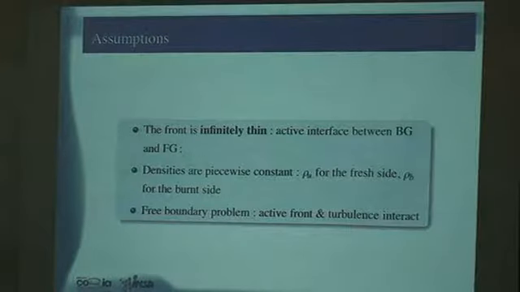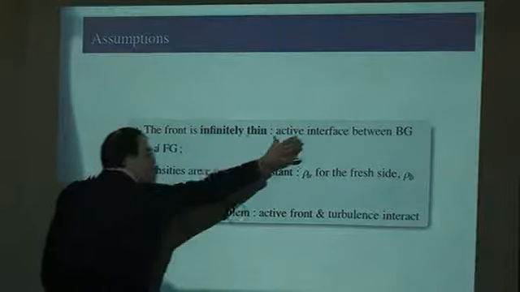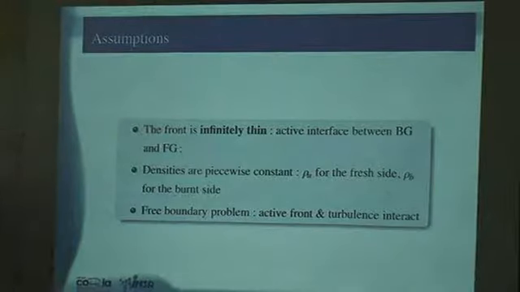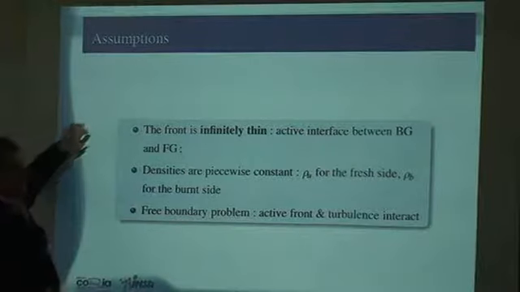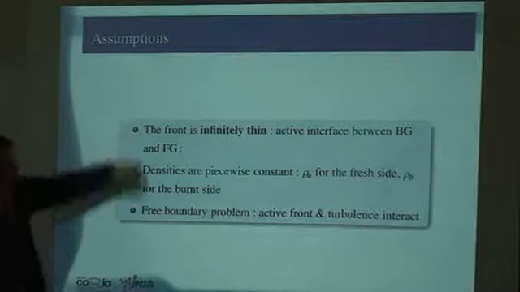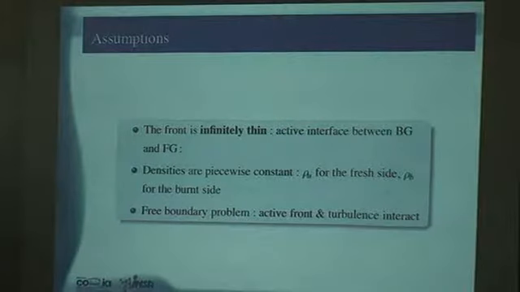So what are the assumptions? The front is, of course, infinitely thin. It's an active interface between the burnt gases and the fresh gases. The densities are assumed constant for the fresh side and for the burnt side. Of course, it's a free boundary problem, because the active front is acting on the turbulence, which is retroacting after on the front.